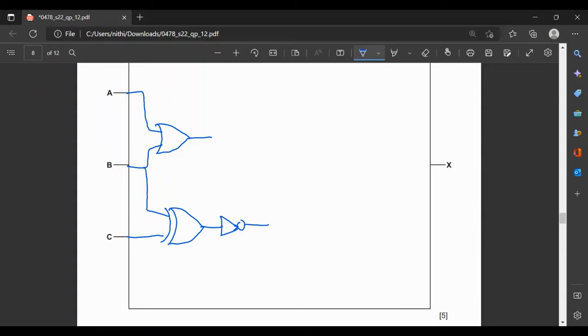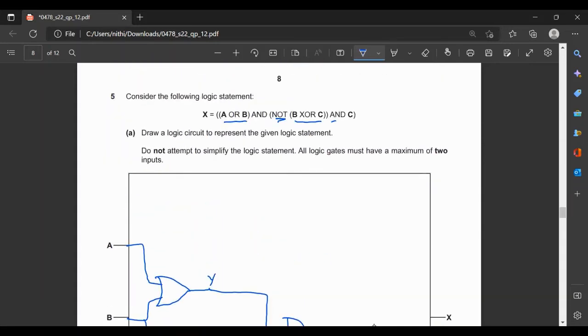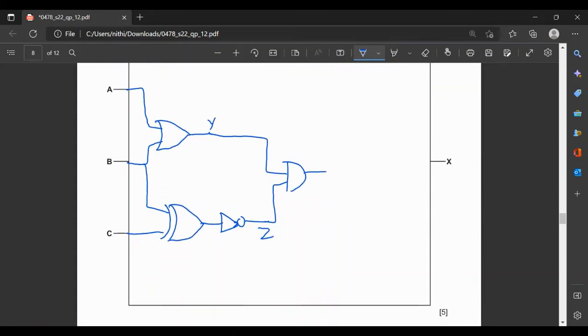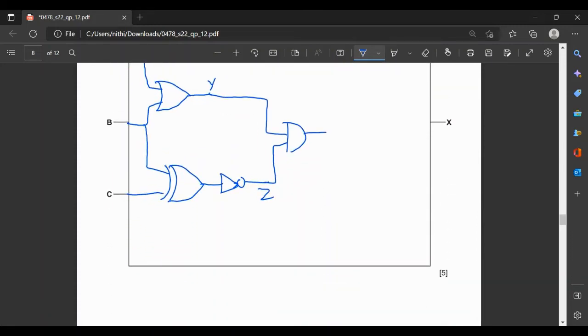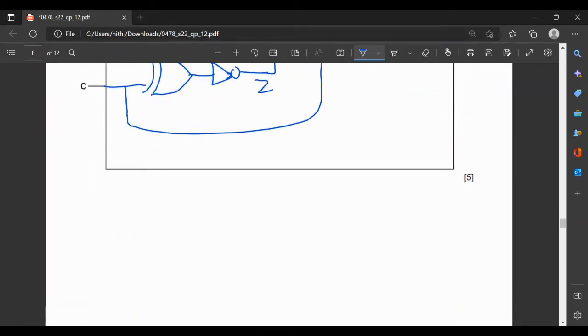For now, let's take the output at the top as Y and the output at the bottom one as Z. So now we have to draw an AND gate with inputs Y and Z. After this, we have the output and C over here. So you have to draw one last AND gate, and then we're done.